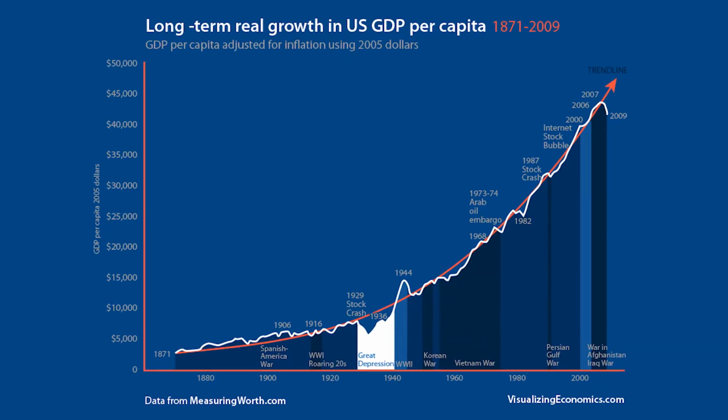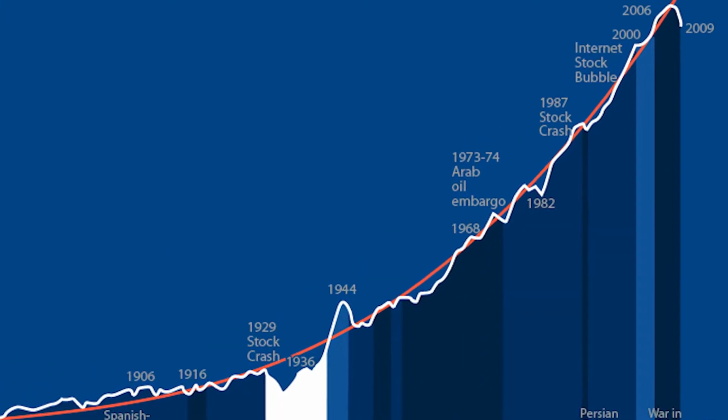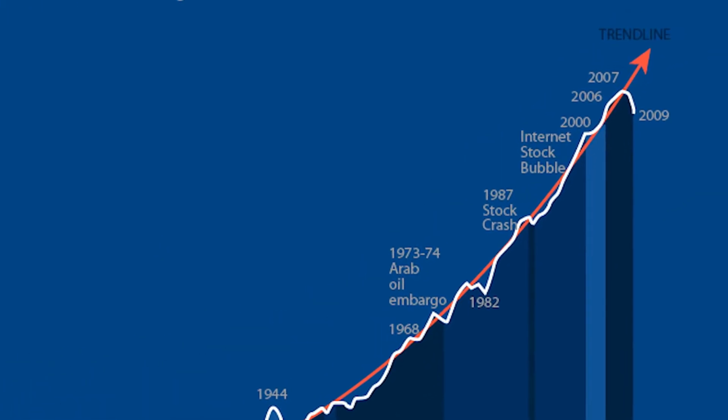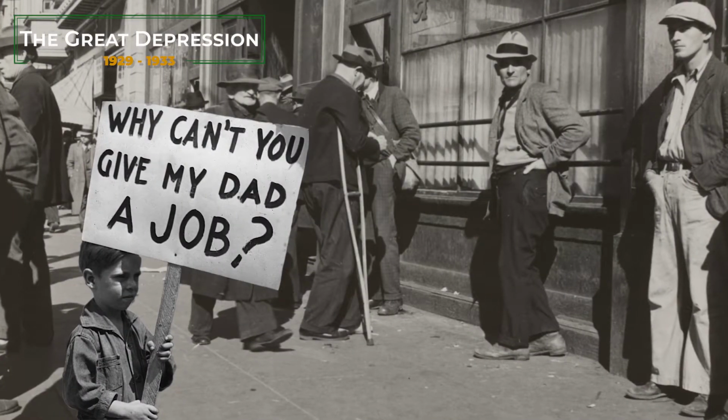Take a look at the graph here. Look at how the GDP trend line has increased in the United States since 1879. You can actually compare a country's overall standard of living by looking at this chart. Let's start off with the roaring 20s.